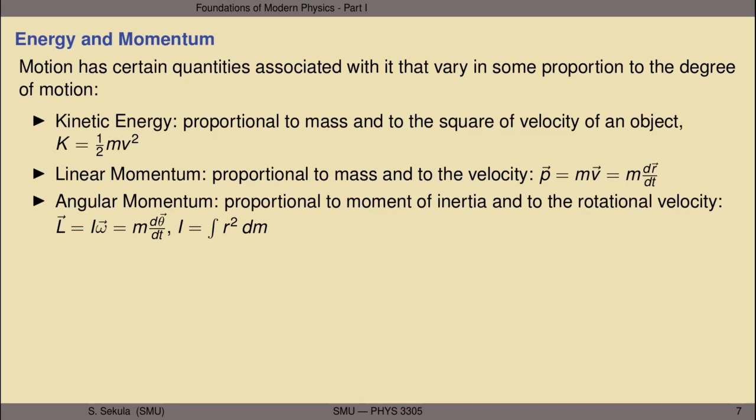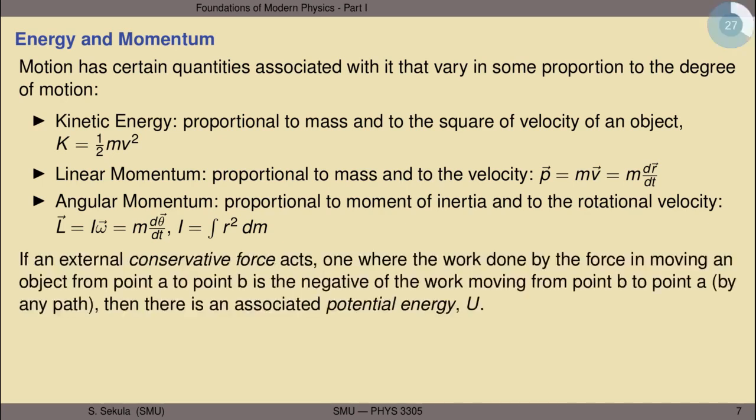The product of these two things yields the angular momentum, and this is observed to be conserved in systems that are closed and isolated. Now, if an external conservative force acts, one where the work done by the force in moving an object from point A to point B is the negative of the work moving from point B to point A by any path that you can take, then there is an associated potential energy as well, which we denote U. This is another kind of energy.